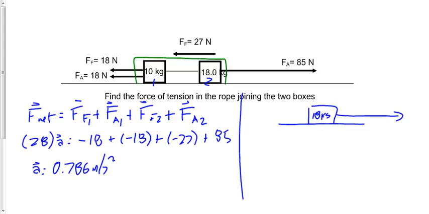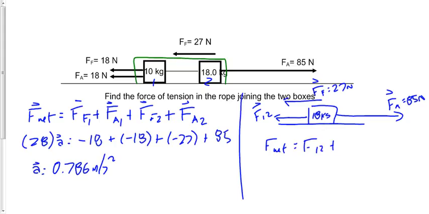We have FA here. It's 85 newtons. We have FF of 27 newtons. And then we have this force of tension that acts back this way. We'll call that the force of 1 on 2, which is really what we're looking for here. We're going to say F net is equal to the sum of the forces, F12 plus FF plus FA. Notice I'm putting all these in as positives. I always do when I'm writing out this step, because F net is defined as the sum of all the forces, adding all the forces together. It's the next step where we put in negative values, when we sub in numbers.